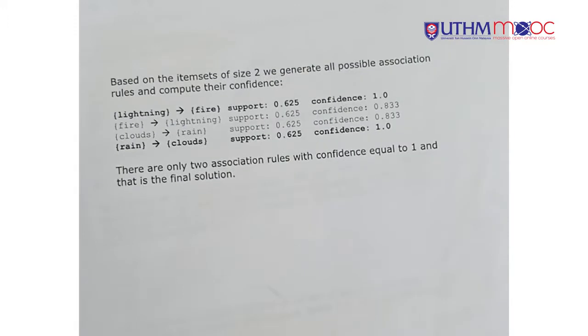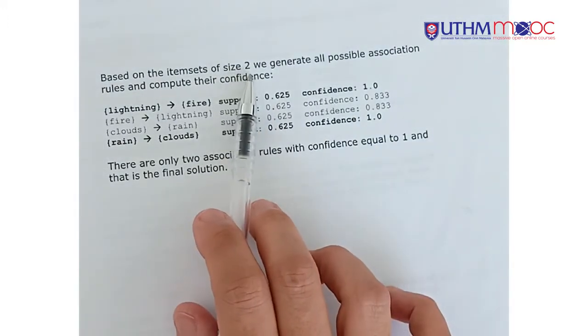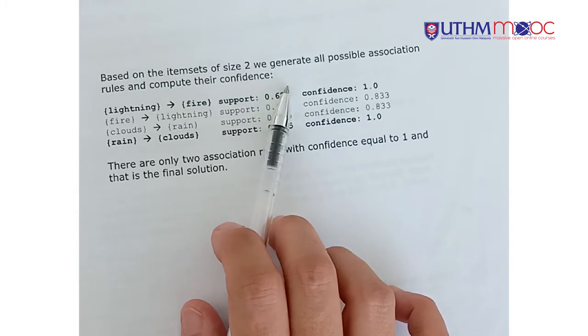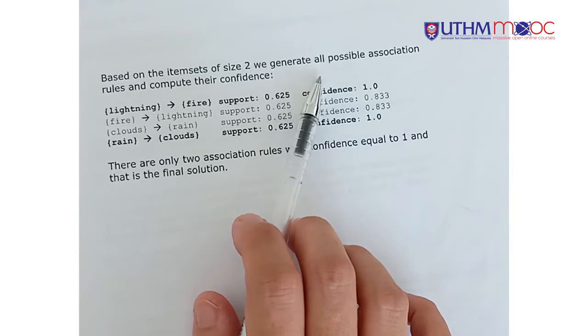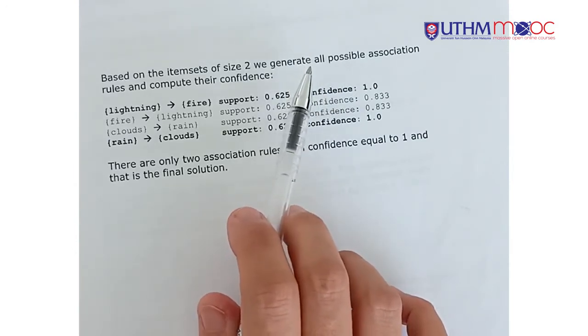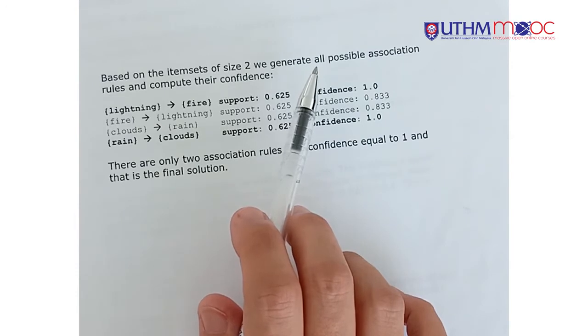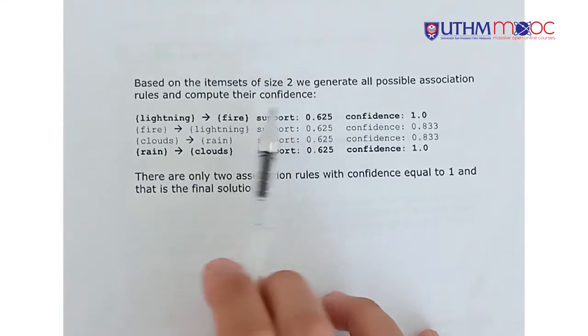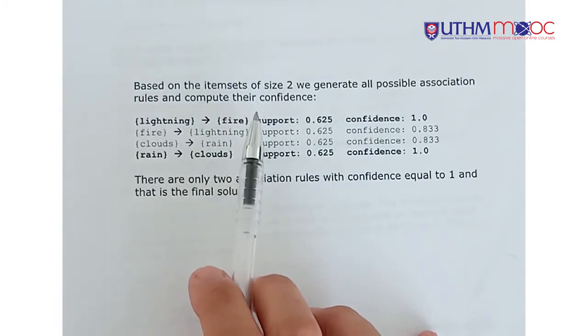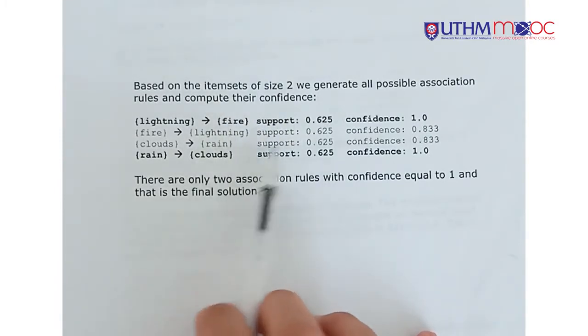So then, based on the item sets of size 2 that we have, this is the second step in association rule mining: we want to generate all possible association rules and compute their confidence. Remember, the first step in association rule mining, we find the frequent item sets by finding those items that have frequency more than the support values given in the question. So for the second step, based on the 2 frequent item sets that we have just now, we want to generate rules.